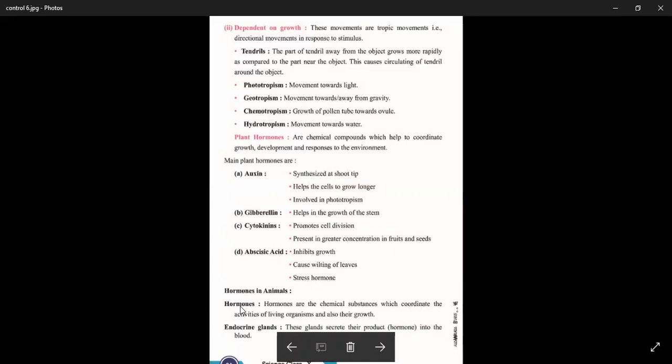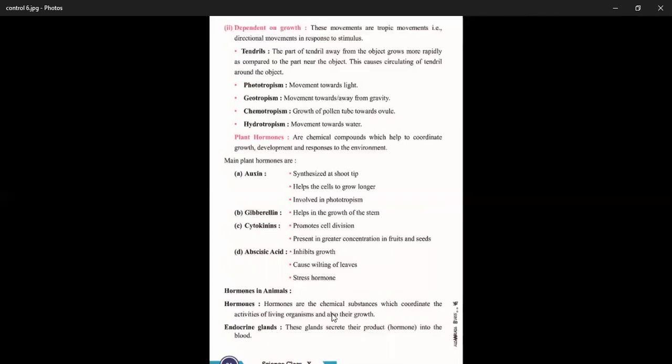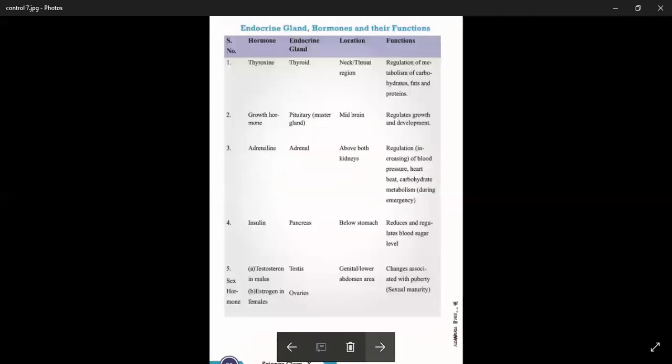Now, hormones in animals. Hormones are chemical substances which coordinate the activities of living organisms and also help in growth. So in the animal body, hormones are secreted from the endocrine glands of the body. There are different endocrine glands present in the human body, and they secrete hormones, and these endocrine glands are richly supplied with blood vessels.